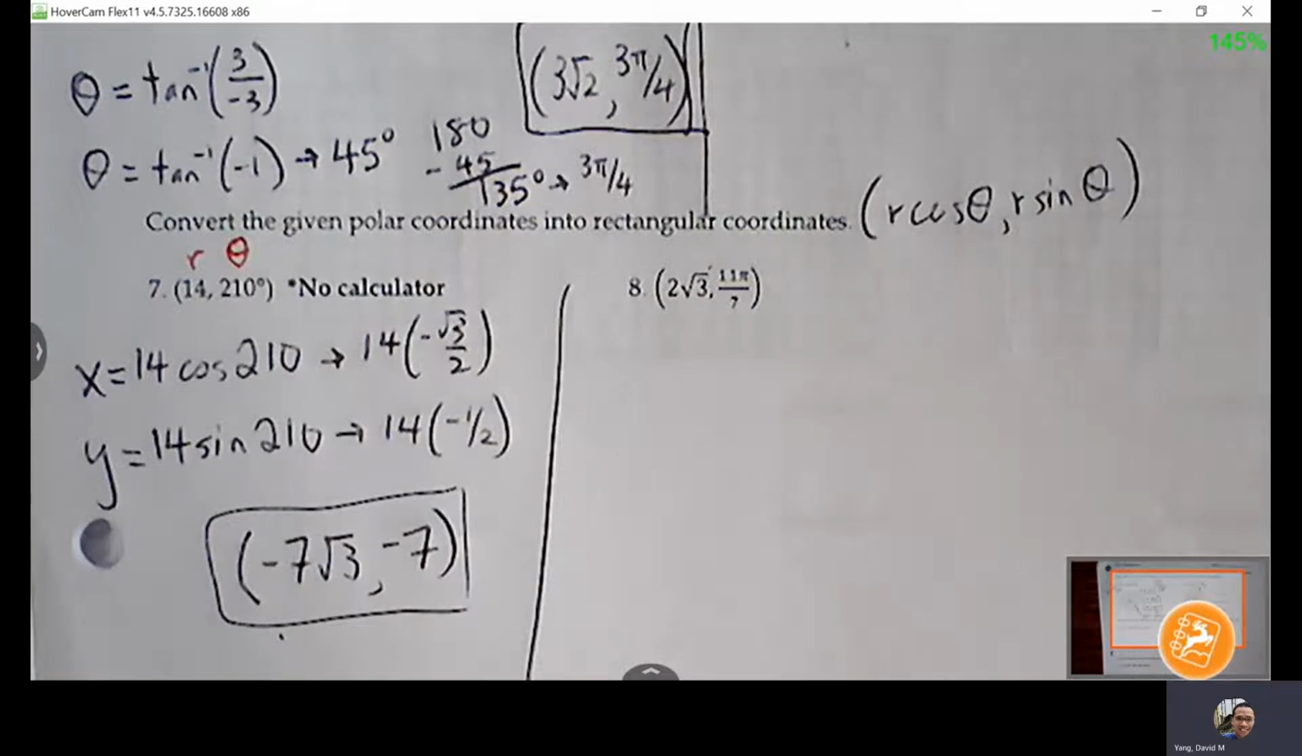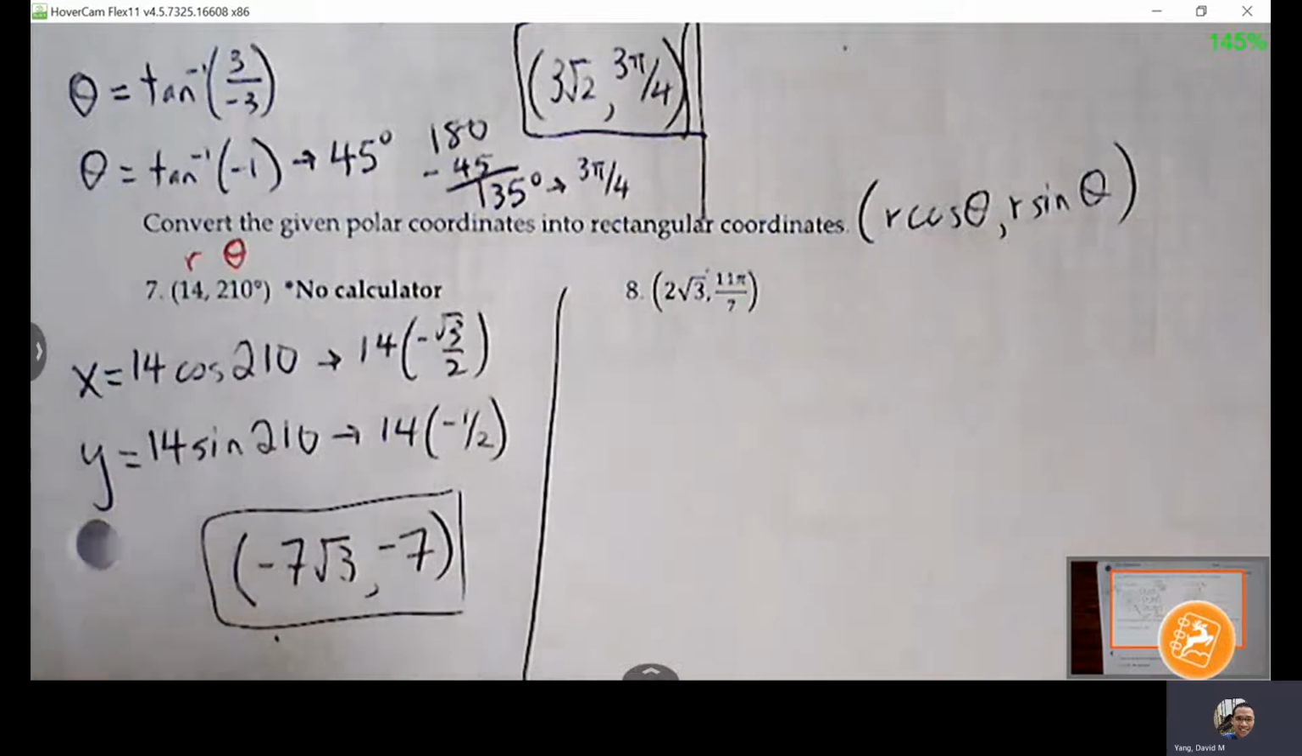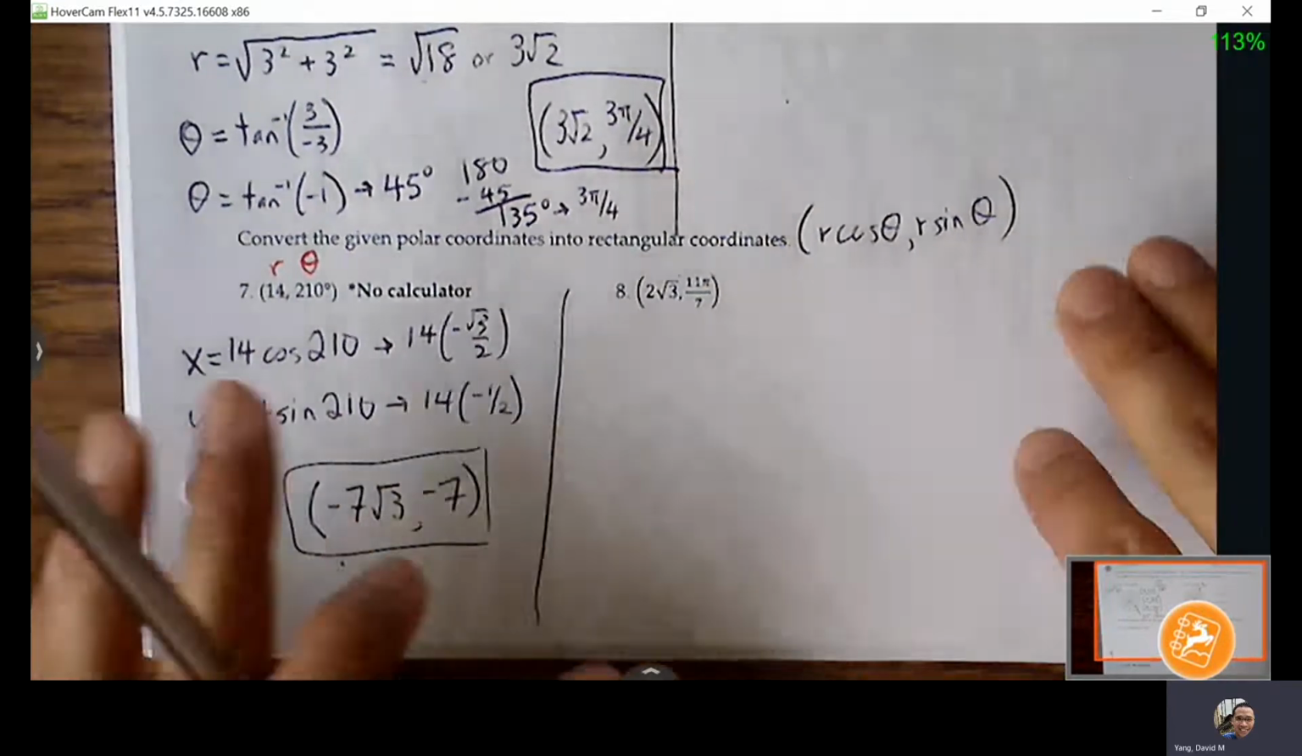Okay, let's go to the back so we can hit every type of problem. And if we have time, we'll come back to the ones that we skipped over.